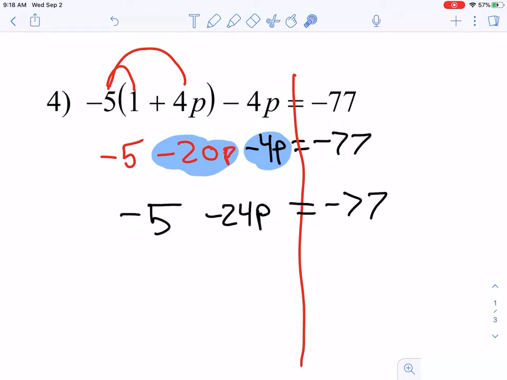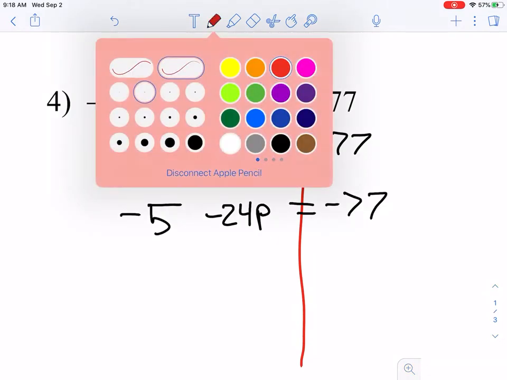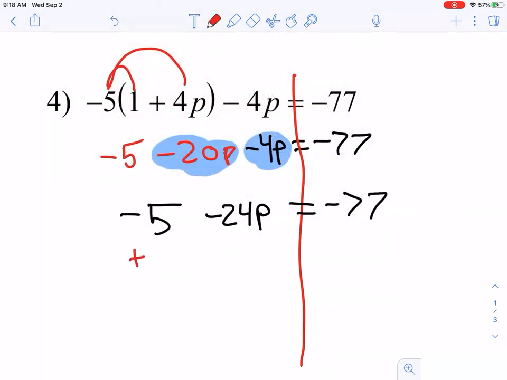If you notice, this negative 24 is attached to the p. So we take care of that last. The first thing we need to take care of is this negative 5. We get rid of a negative 5 by adding it to both sides.